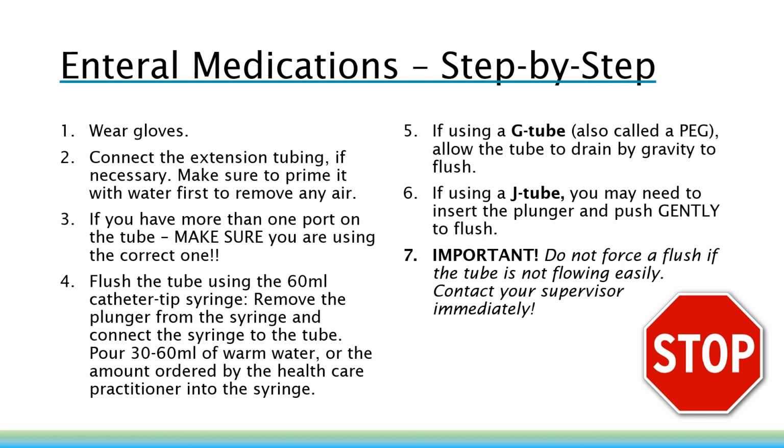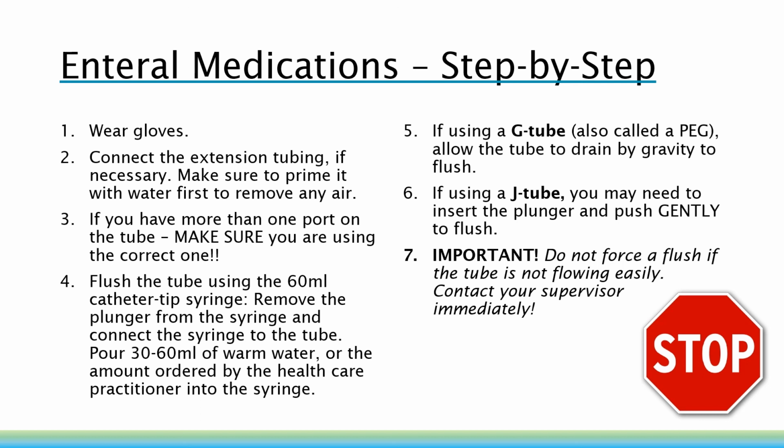Flush the tube using the 60 ml catheter tip syringe. Remove the plunger from the syringe and connect the syringe to the tube. Pour 60 to 30 milliliters of warm water, or the amount ordered by the healthcare practitioner, into the syringe.